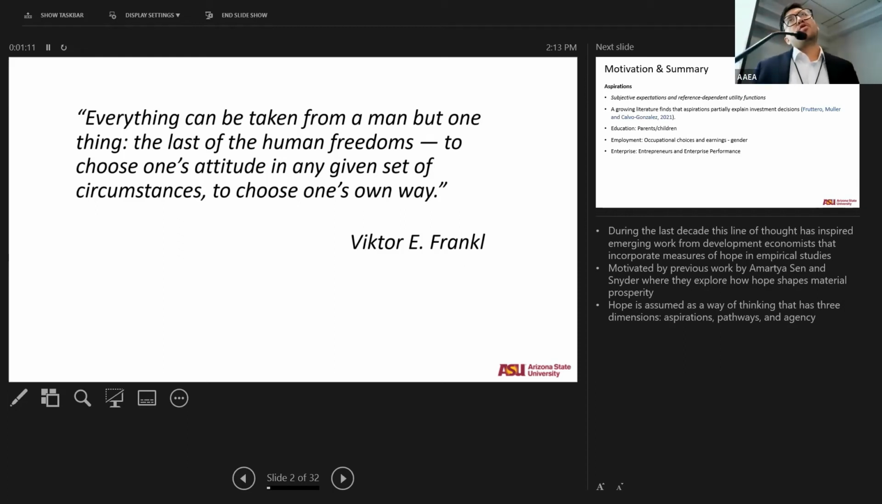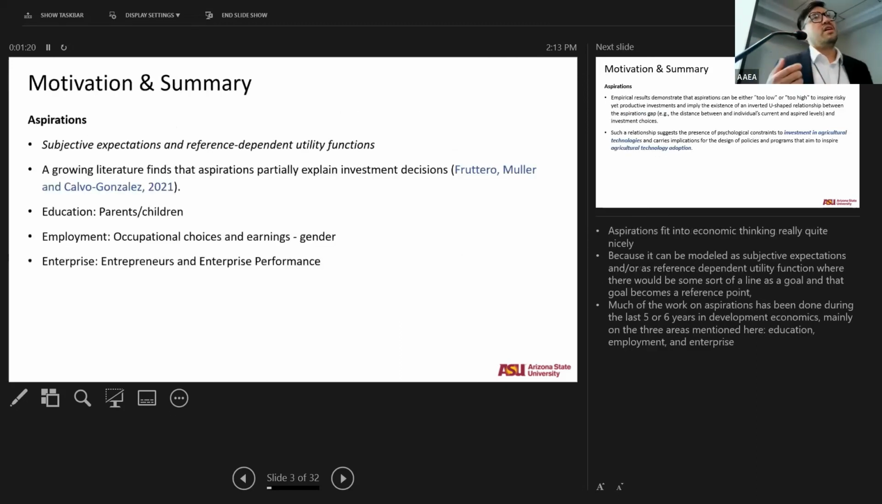So hope is assumed to be a way of thought, and as a way of thought, it has three dimensions: agency, pathways, and aspirations. We in economics love to focus on aspirations because we can model this. Modeling pathways and agency is really hard in a utility framework, so we don't deal with that. That's one of the reasons why we focus on aspirations.